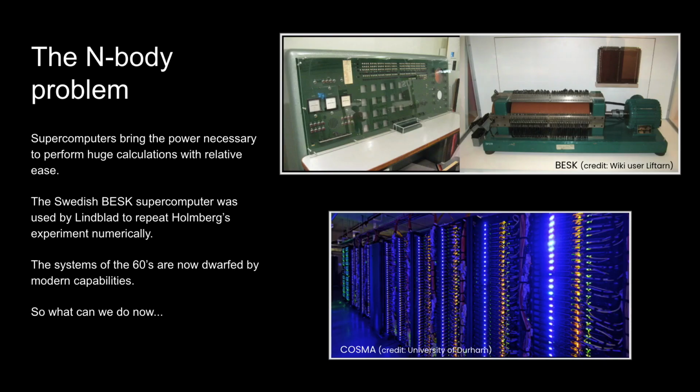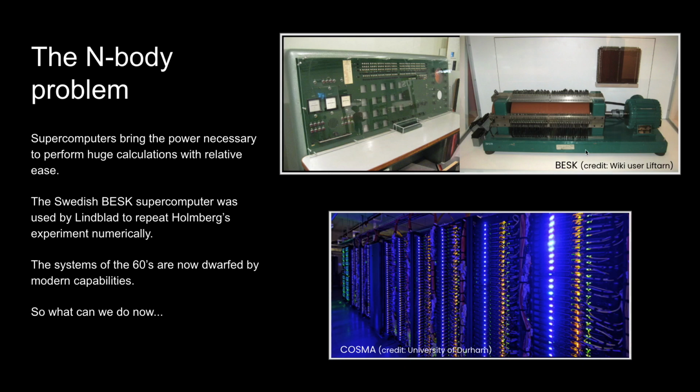An early example of an n-body simulation that was actually run using a supercomputer was run by the Swedish astronomer Lindblad, whose name I'm sure I've butchered the pronunciation of. And he ran it using the Swedish BESK supercomputer, which you can see in these images here. On the left is the control panel, so that's essentially the keyboard for the computer. And on the right is the memory, and it used drum memory, and it's considerably larger than a RAM stick you might find in your laptop or computer at home.